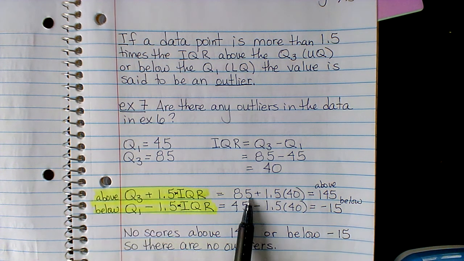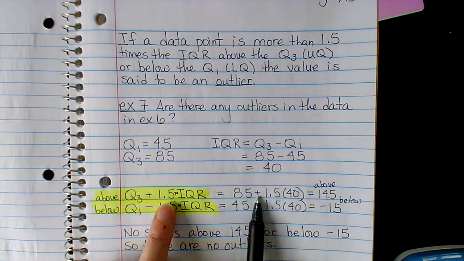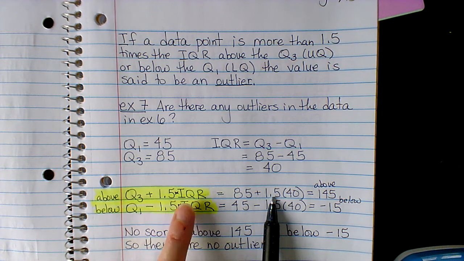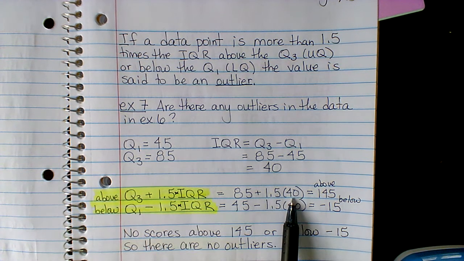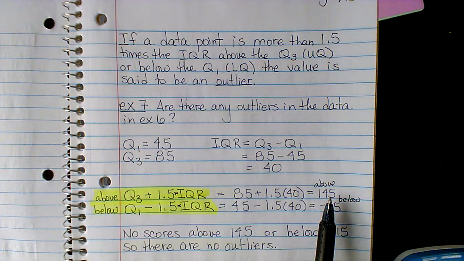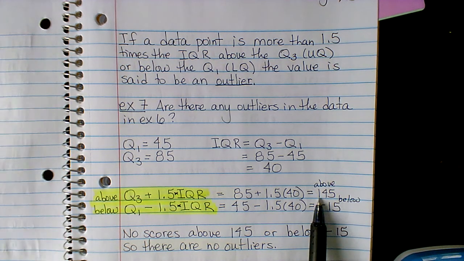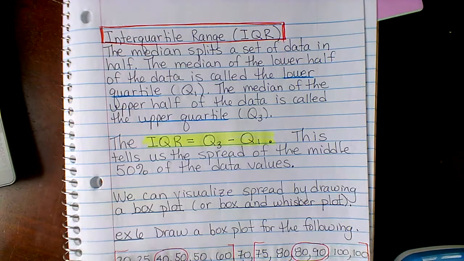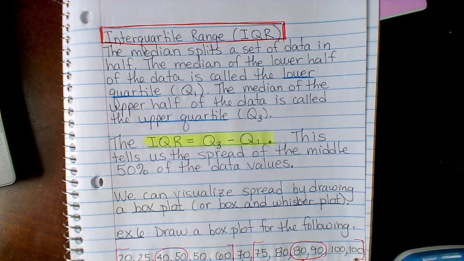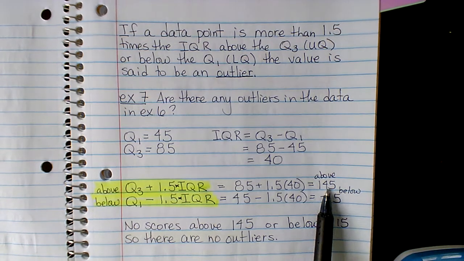So let's do this computation. Q3, that upper quartile, was 85 plus 1.5 times the interquartile range of 40. That gives me 145. So are there any data points in example 6 that are above 145? Okay, so we go back and look. Nope, 100 is as high as it goes. So there's no upper outliers.